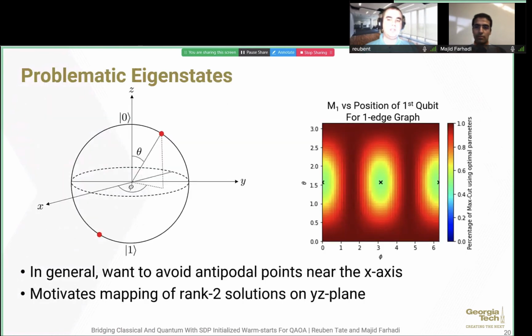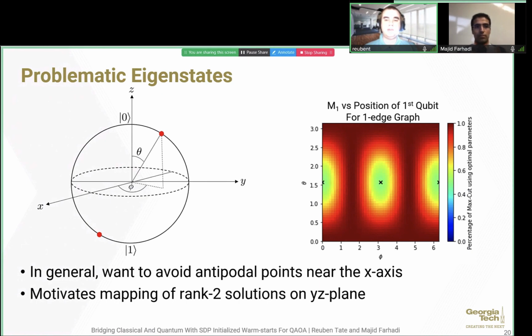By looking at these red points, we see that the perturbed solution can be characterized by the polar and azimuthal angles theta and phi of the first qubit. We can then create a plot where the theta and phi angles are the axes, and the color corresponds to M1, which is the expected value of the cut that we would get for depth 1 QAOA-Warm with optimal parameters. In the green area, we only get 50% of the max cut, whereas these crosses correspond to the problematic plus-minus and minus-plus eigenstates, which lie along the x-axis.